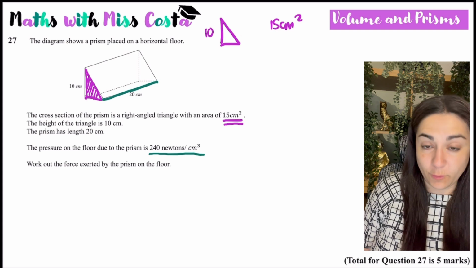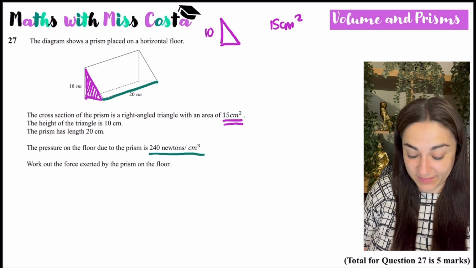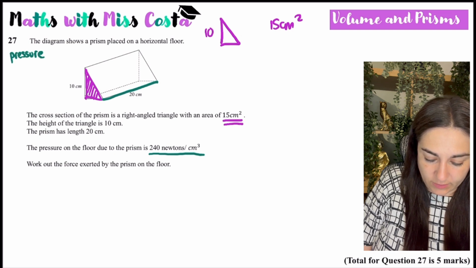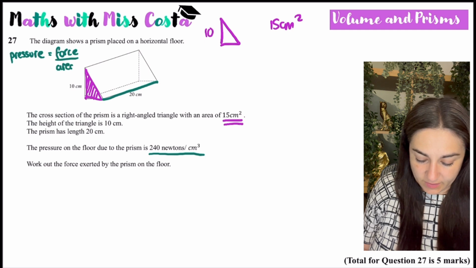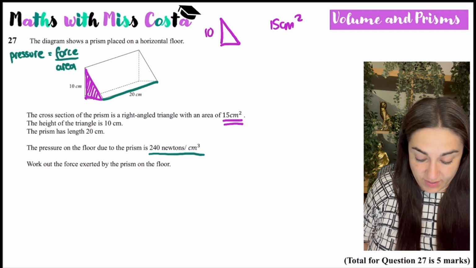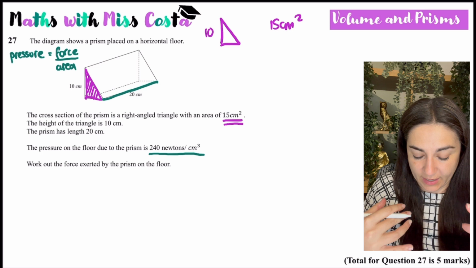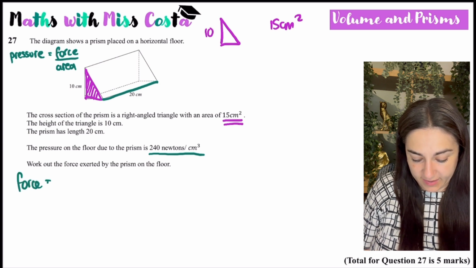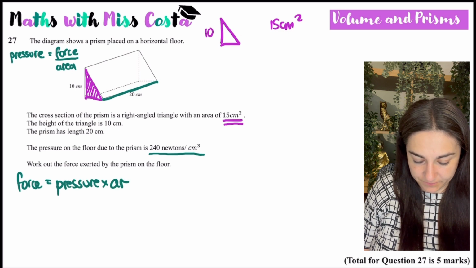So a formula that you might be given is pressure equals force divided by area, which you could then rearrange. So you want to work out the force. So to work out the force, we'd rearrange that to be pressure times by area.